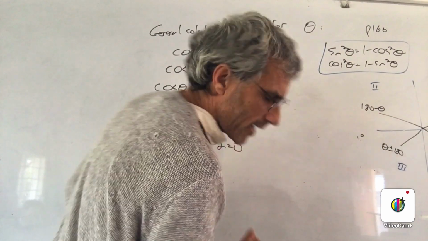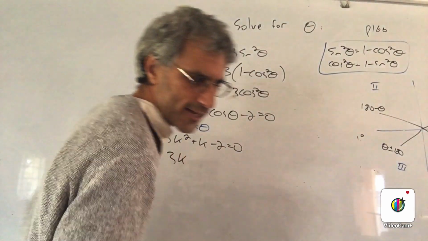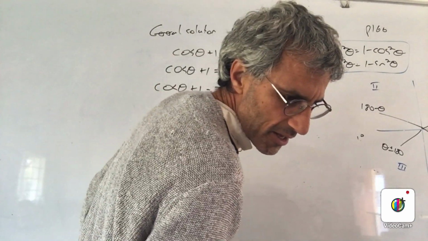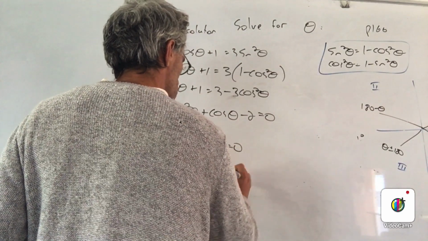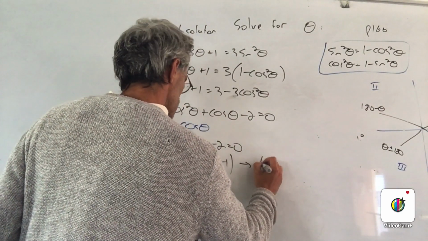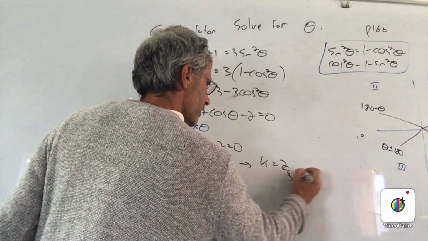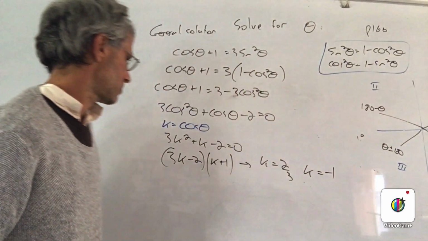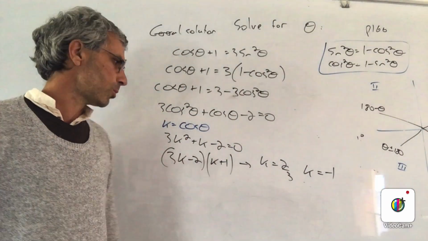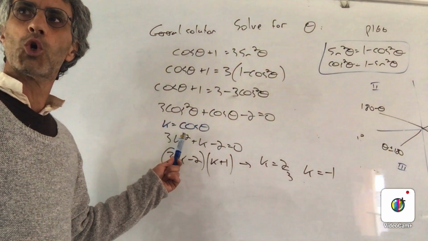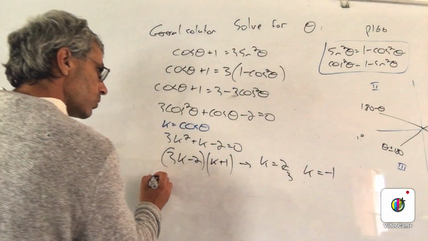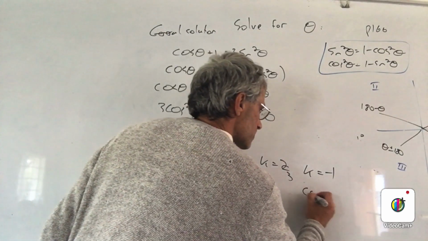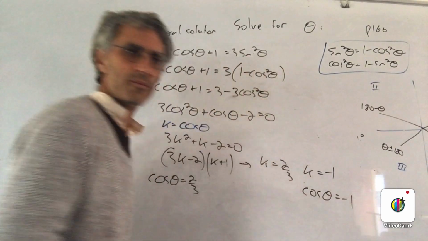So my answers, I can tell you what my answers are. If you factorize it, sometimes it's fun to factorize. Some people like that. You'll factorize like this. But you could get just your answer from the calculator. You'll see that k equals 2 over 3 and k equals minus 1. So you've got two solutions. You use the calculator, no problem. Now we've got to convert back to cos. So either cosine theta is equal to 2 over 3 or cosine theta equals negative 1.